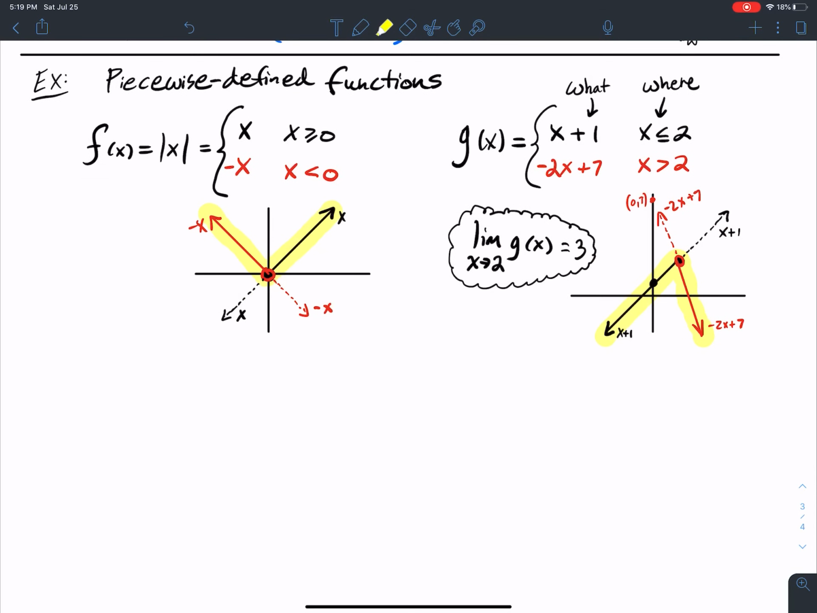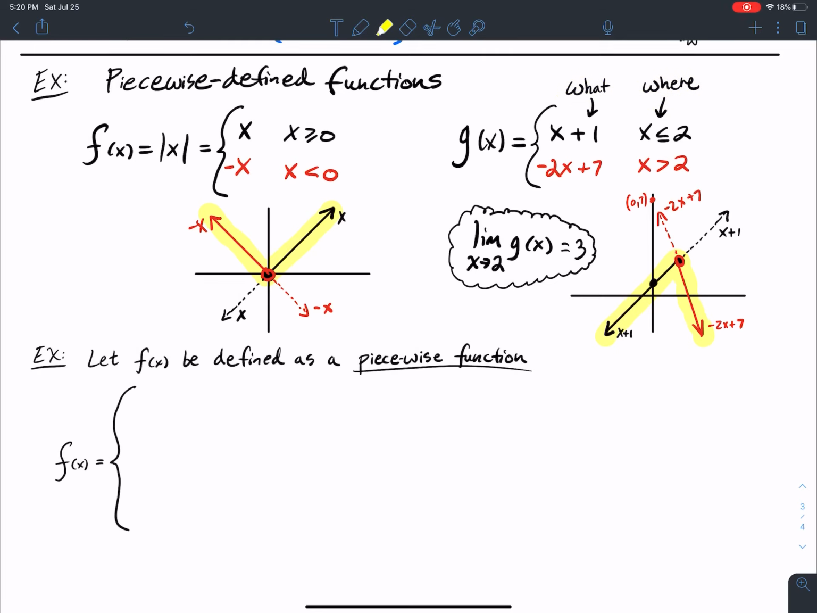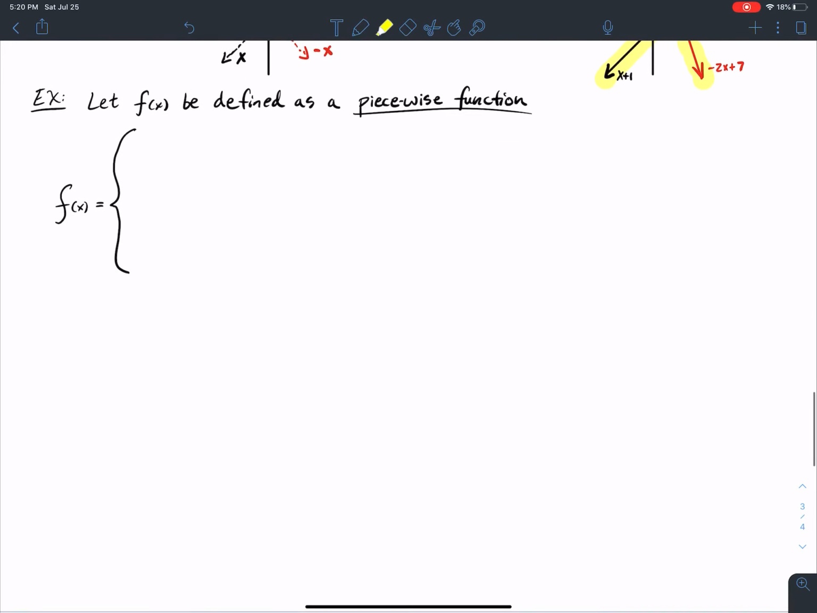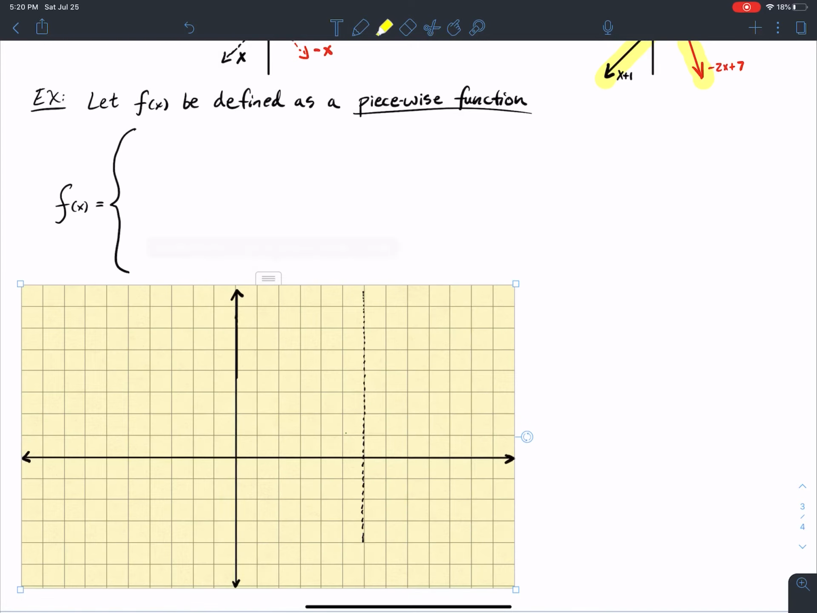The big thing to take away is the first part is the what it is, that's the noun, right? And then the second part is the where it's located. That's the position on the x-axis, which parts is it true for. All right, now let's define, we don't have to just have a piecewise function that only has 2 parts. It can have as many pieces as we want it to have. So let's define f of x to be a piecewise function.